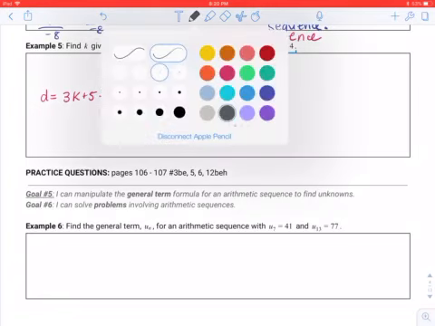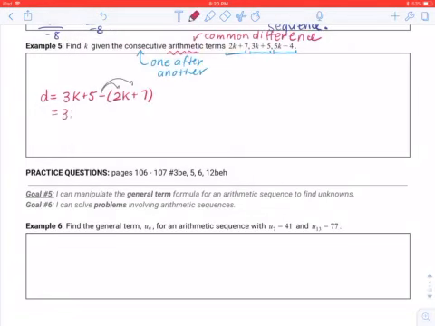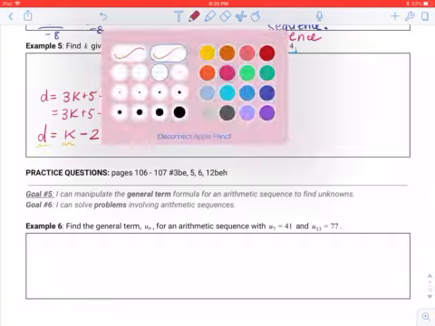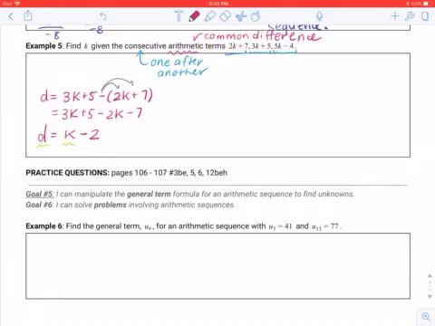So let's work that out a little bit. Distribute this negative here. We end up with 3K plus 5 minus 2K, subtract 7. We've got some like terms there. 3K minus 2K gives me K, and 5 minus 7 gives me negative 2. So there's one formula for my common difference, but you'll notice that I have two unknowns in this formula. I have a K and a d, which means I can't solve it as it is. So I'm going to have to find another equation so I can use a system of equations to solve it.